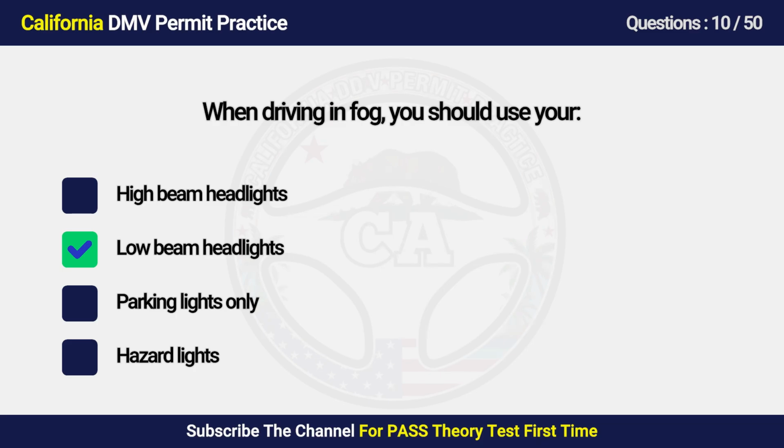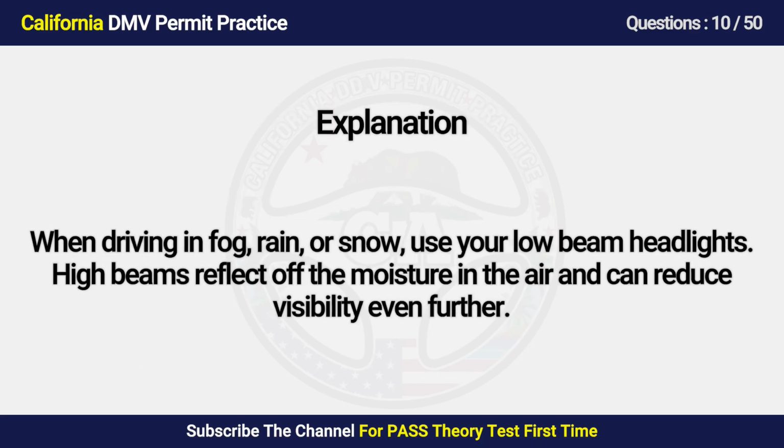Answer is B. Low beam headlights. When driving in fog, rain, or snow, use your low beam headlights. High beams reflect off the moisture in the air and can reduce visibility even further.